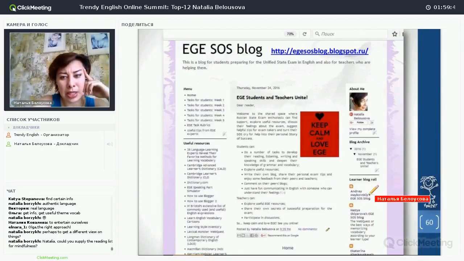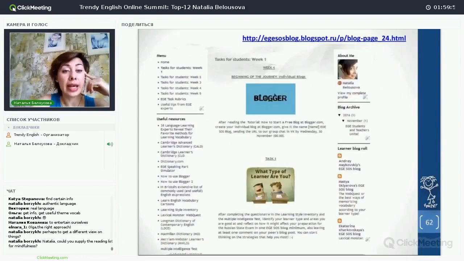You can see them on this slide. Learn a blog role, yeah? So these are the links to their individual blogs. Then the next task, for example, was to find something out about their learner type.